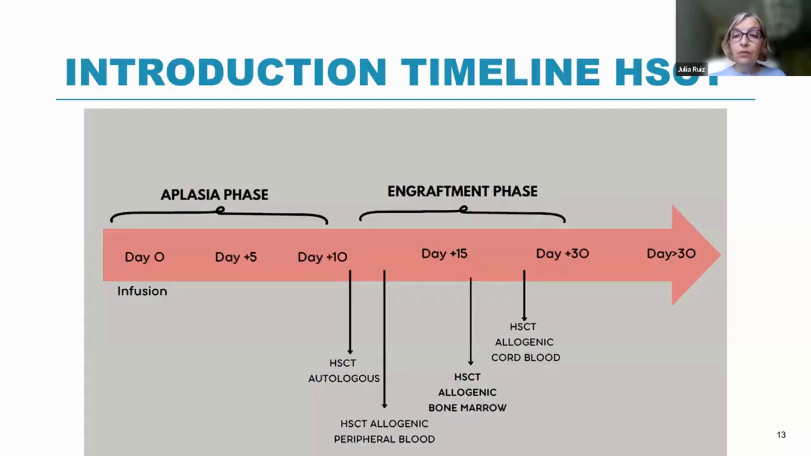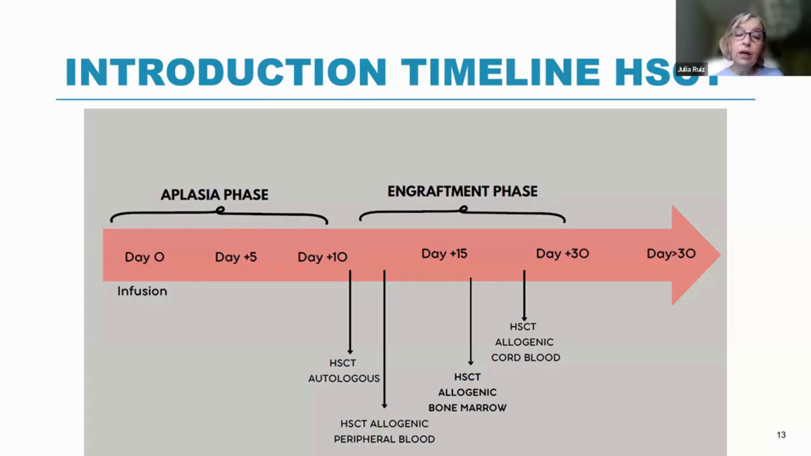So the timeline of a transplant is this. On day 0, we have the infusion of the hematopoietic stem cells. Day 0 would be the infusion. And we have this aplasia phase until approximately day +10. Here, what we said in the previous slides happens: myelosuppression, and we don't have the full immune response.